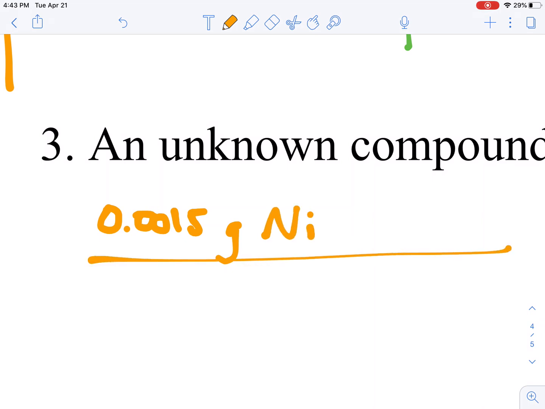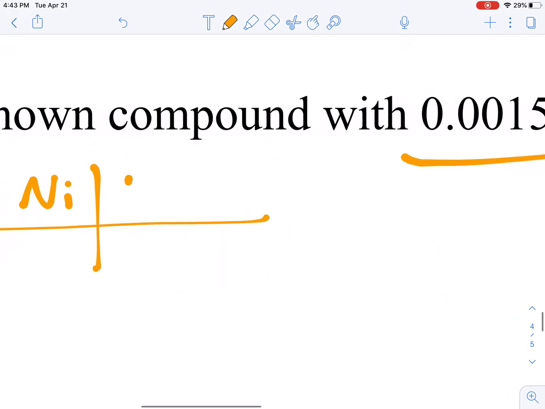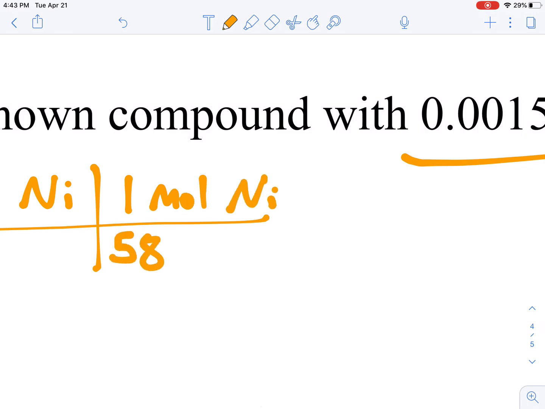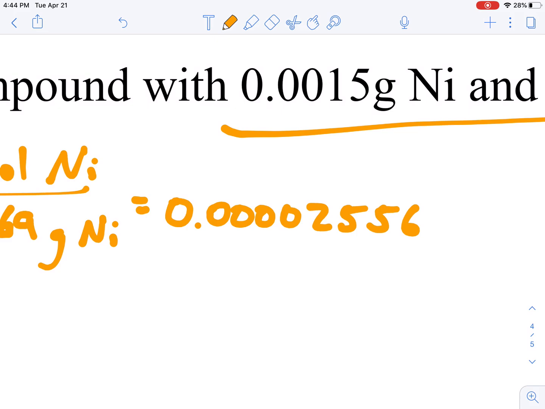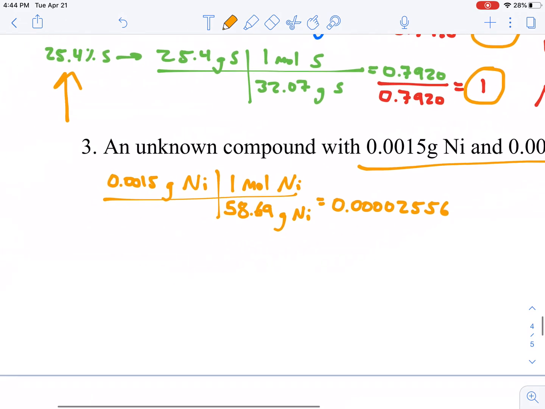And we know that using our periodic table, we can convert to moles of nickel using the molar mass, which happens to be 58.69 grams of nickel. And if you do that division, it's a really small number. It's 0.00002556. And I'm carrying it out that far because I want 4 sig figs.